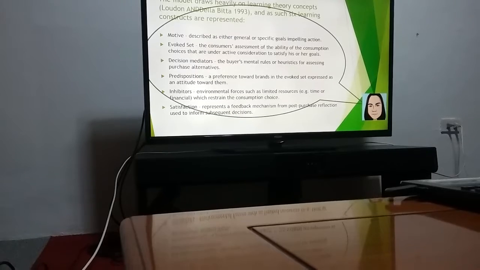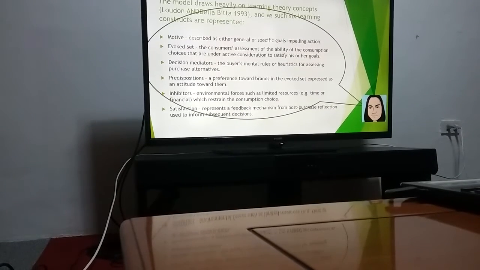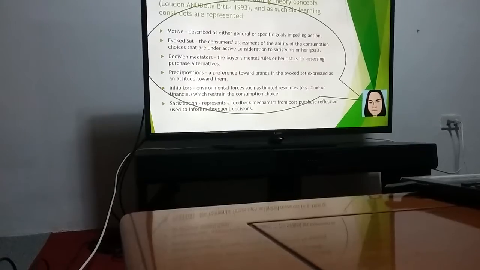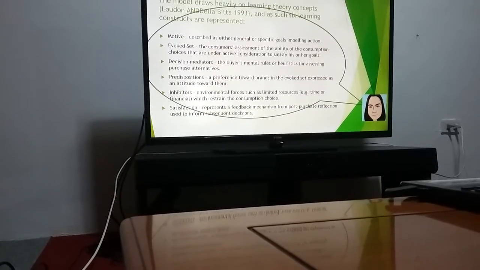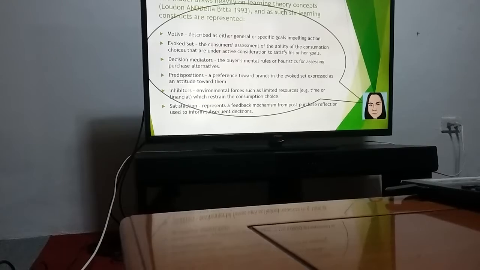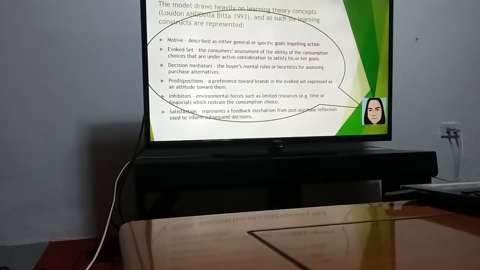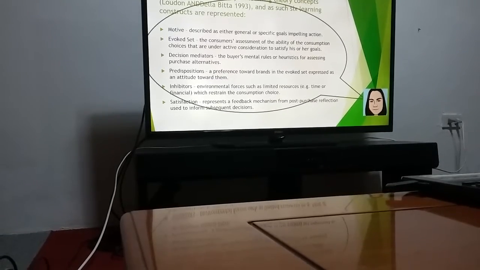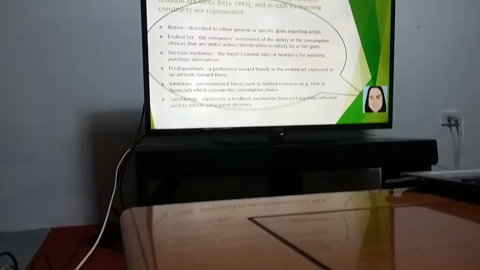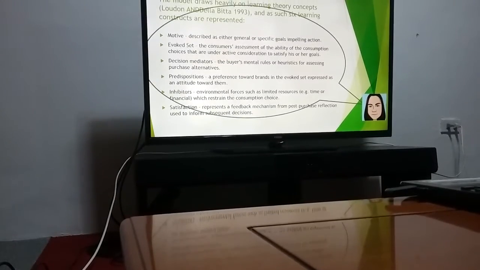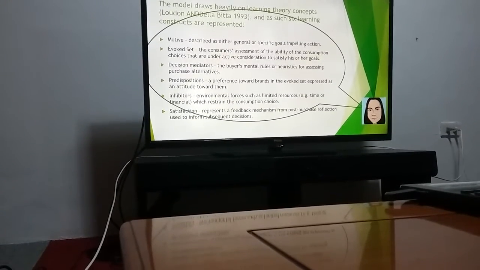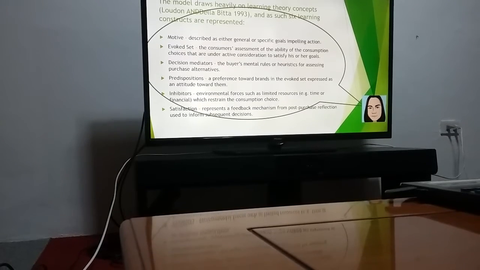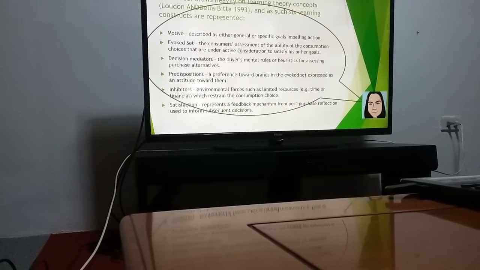Now, we have the model draws heavily on learning theory concepts, and such 6 learning constructs are represented by number 1, motive, number 2, evoke set, number 3, decision mediators, number 4, predispositions, number 5, inhibitors, and number 6, satisfaction. Motive is described as either general or specific goals impelling action. When we say impelling action, yung nakaka-apekto sa atin or nakakapagpa-move sa atin para gumalaw or para bumili. So, this could be general or specific goals daw.